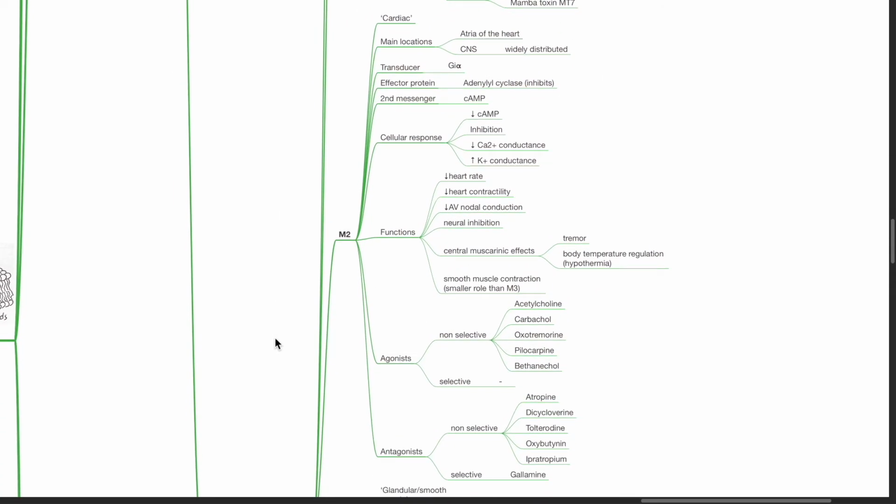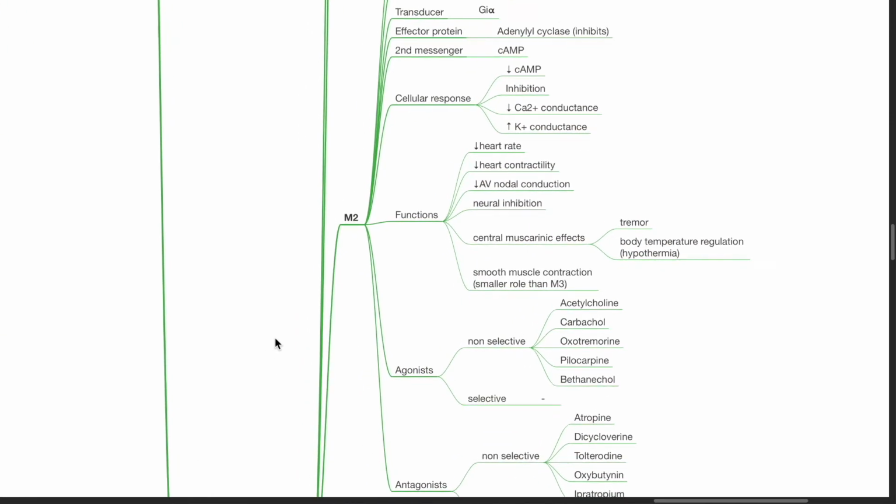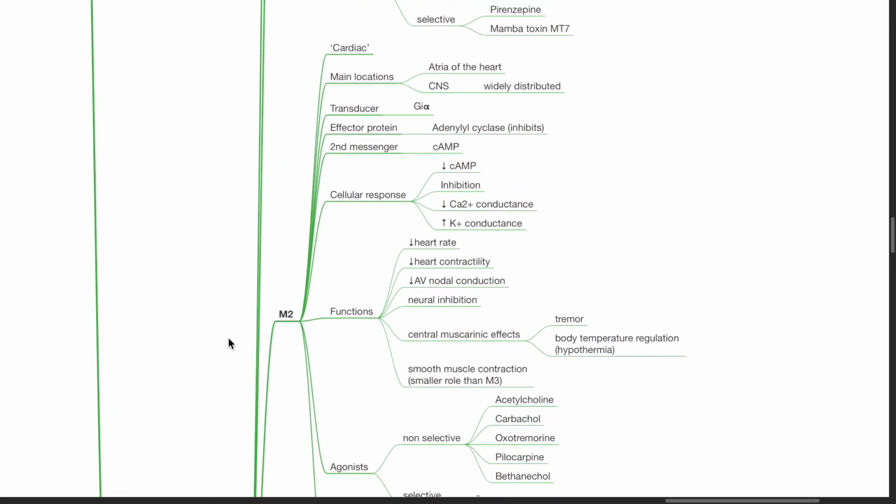M2 receptors are mainly located at the atria of the heart and widely distributed in the CNS. Transducer is Gi alpha. Effector protein is adenylyl cyclase. Second messenger is cAMP. Cellular response is reduced cAMP, inhibition, reduced calcium conductance, and increased potassium conductance.